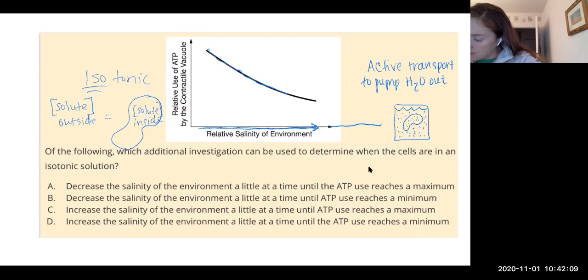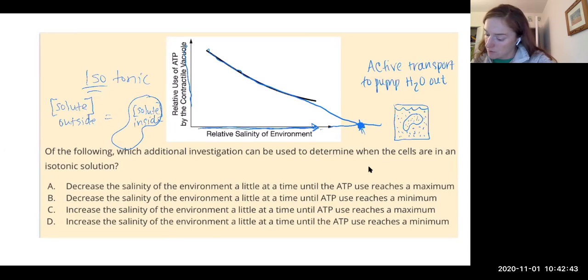There's a general trend of decrease. If I extrapolate this out, it's going to be somewhere a bit more salty than we already are. So the investigators, in order to reach that isotonic solution, are going to have to increase the salinity a bit more in order to get to the point where no ATP is being used by the contractile vacuole. Of course, there's going to be ATP still used by the organism for all of its other processes, but for just the pumping of water out, that won't be happening anymore because it'll be in an isotonic solution.